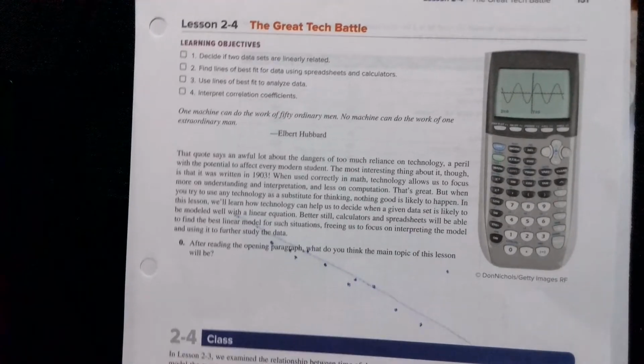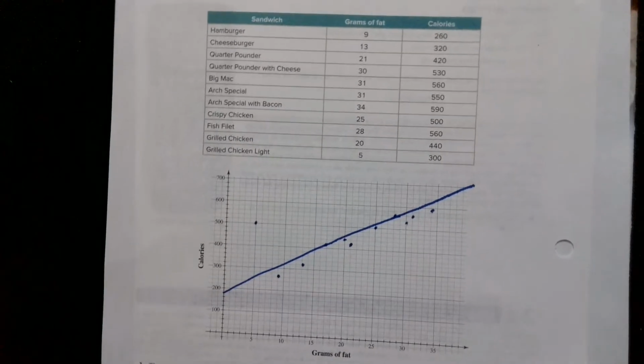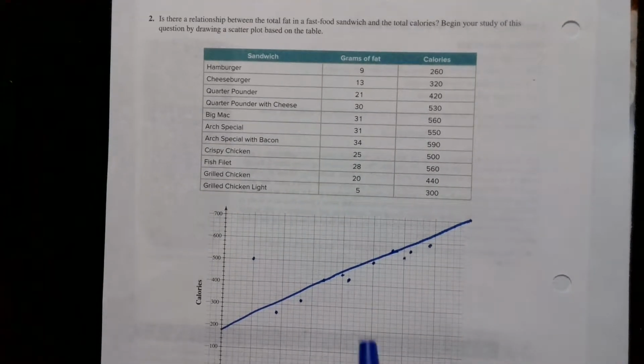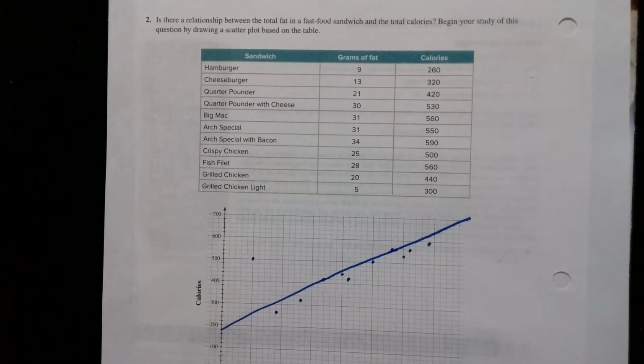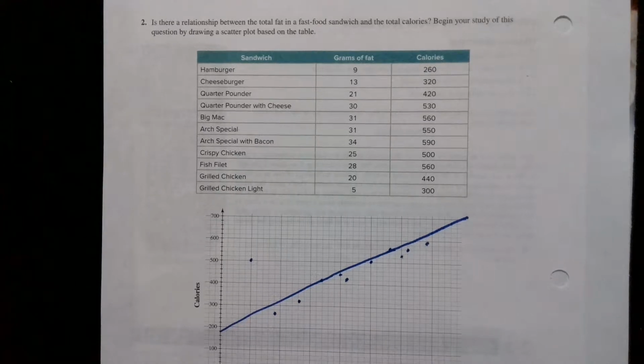Now we will move on to problem number 2. I took the liberty of filling out problem number 2's graph to expedite time. It says, is there a relationship between the total fat in a fast food sandwich and the total calories? Begin your study of this question by drawing a scatter plot based on the table.